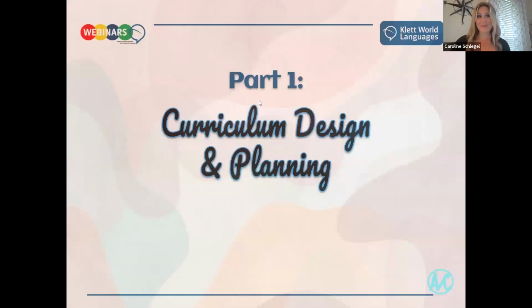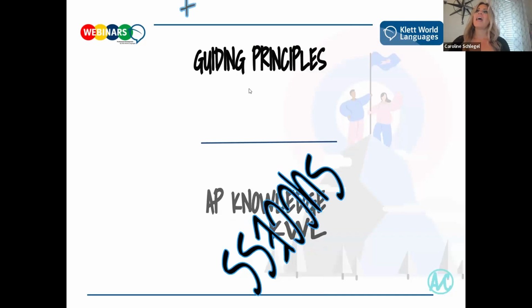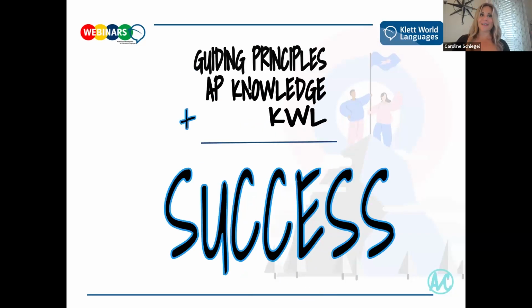Right. So first up, we're going to look at what it looks like in our curriculum and design. So we're going to look at planning and understanding what we're doing behind the scenes to make those things happen in our classrooms. And so a couple pieces here are at work, right? We have our guiding principles, and we have AP knowledge, and we add KWL in, and that's going to equal success for us in our world language classrooms.